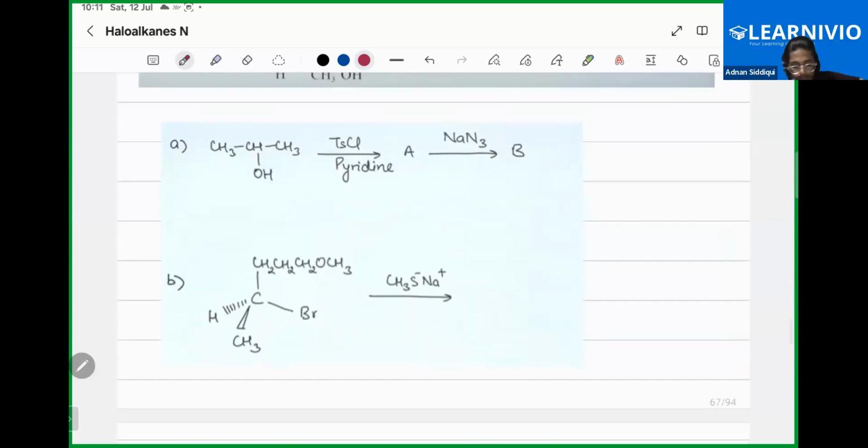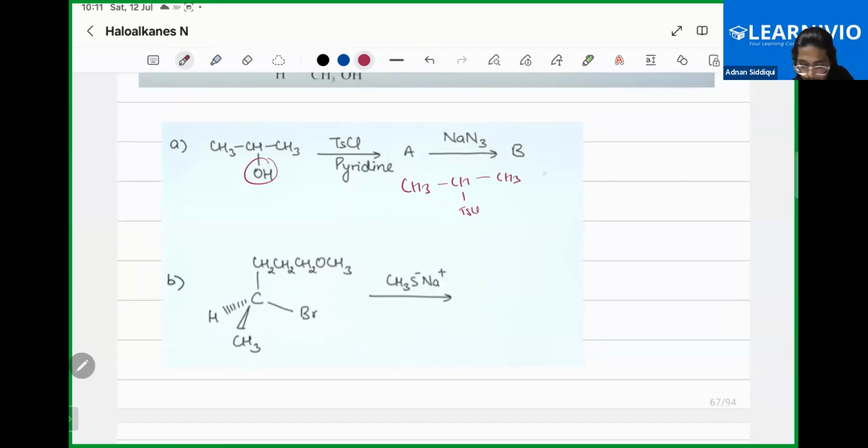Okay, so this is again some question. This tosyl chloride, I told you, is a very good leaving group. We use it to convert a bad leaving group into a good one. So this OH will be converted into what? CH3, CH, OTs, and CH3.